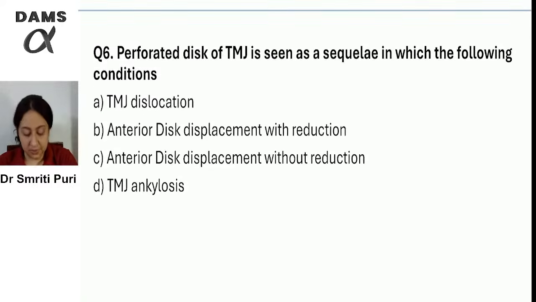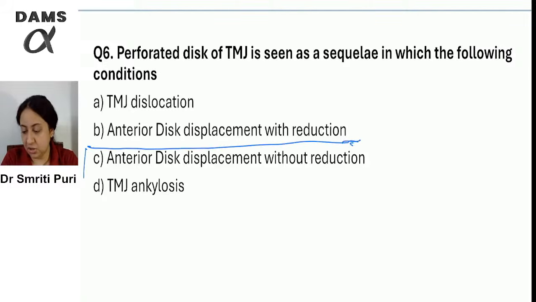Coming to question 6, perforated disc of TMJ is seen as a sequelae in which of the following conditions? A, TMJ dislocation; B, anterior disc displacement with reduction; C, anterior disc displacement without reduction; and D, TMJ ankylosis. So the answer here is anterior disc displacement without reduction.